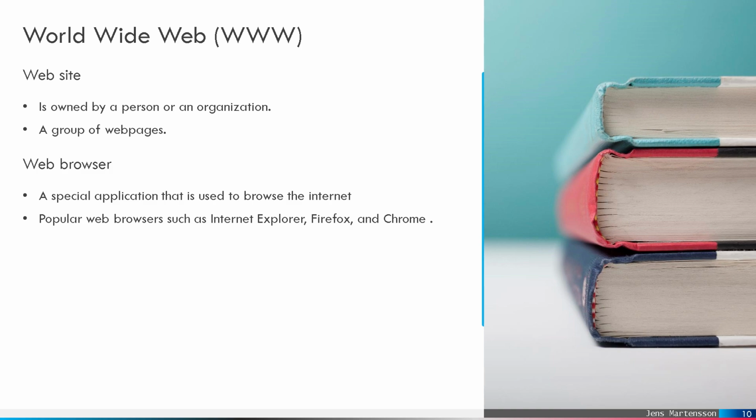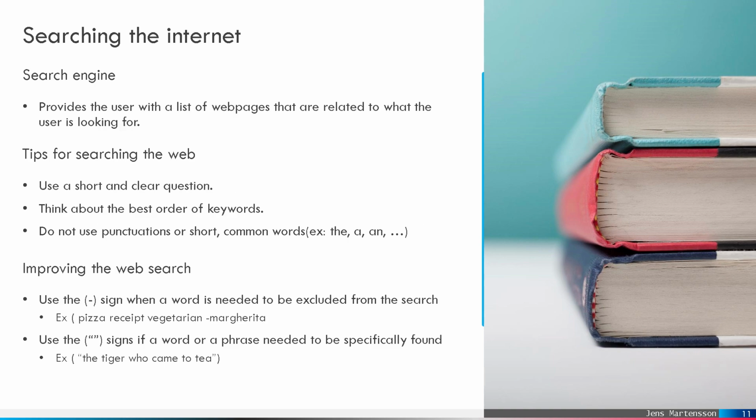We can browse the internet using a special application called a web browser. The web browser is used to browse the internet. Some of the popular web browsers are Internet Explorer, Firefox, and Google Chrome. When we try to search the internet, we need to use something called a search engine. The search engine provides us with a list of web pages that are related to whatever we are looking for.